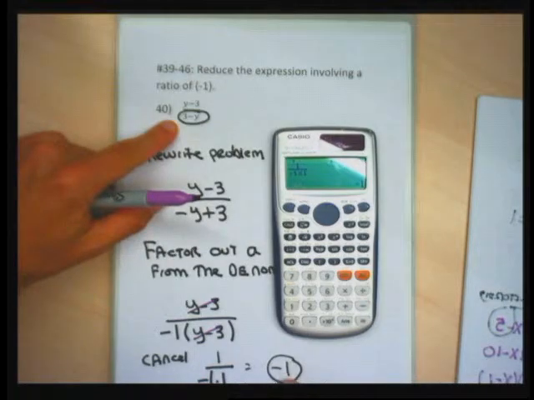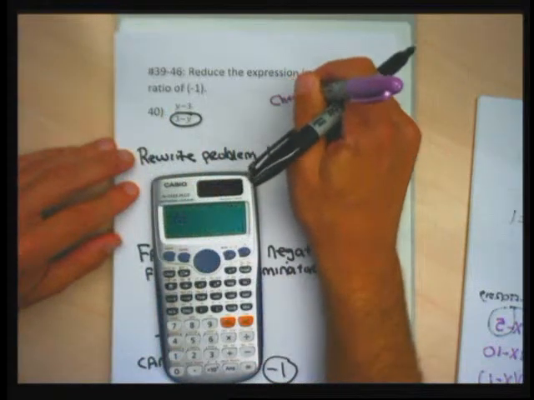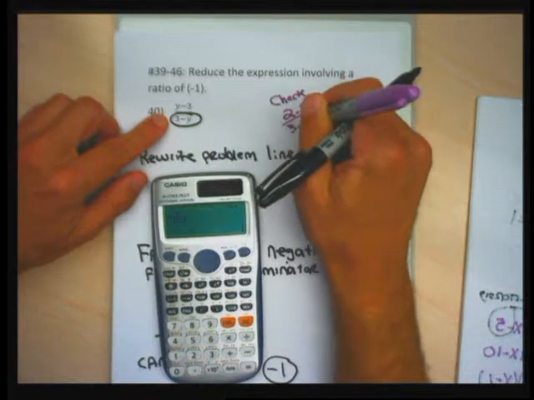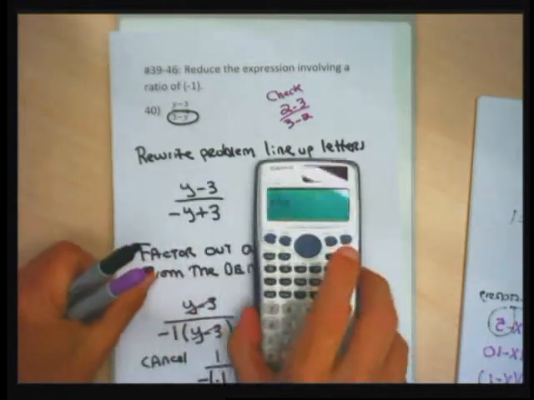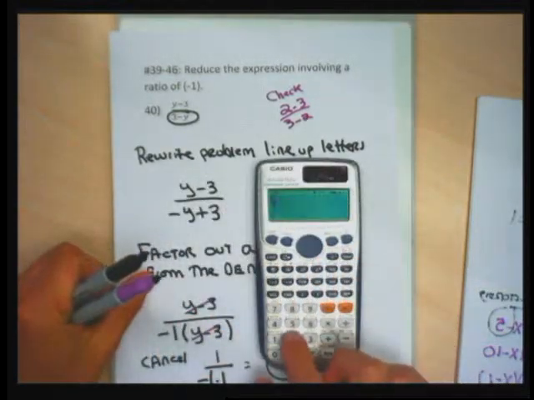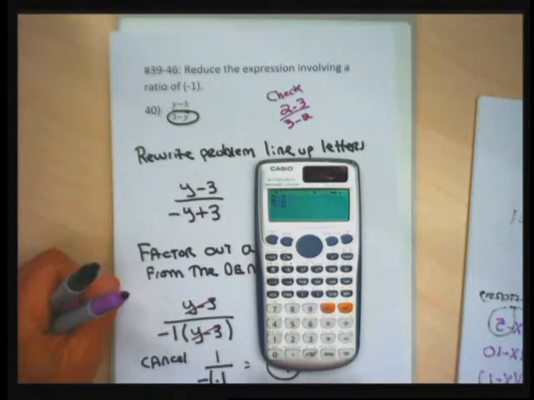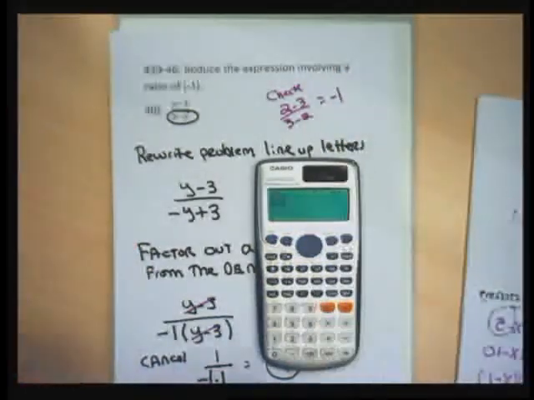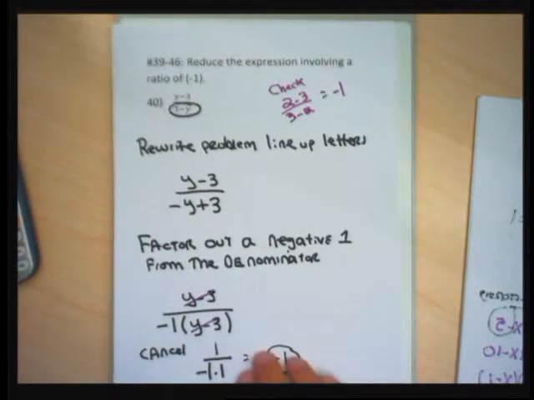There's no numbers to plug into my answer just because there's no letters. So if I wanted to check, if I picked a number like 2 and plugged 2 into the original problem, it better reduce to -1. So I'll try that just to make sure I haven't messed up. So fraction 2 minus 3 over 3 minus 2. When I plug that number 2 into the original problem and reduce, I get -1, which is the same as my answer, so I believe my answer is correct.